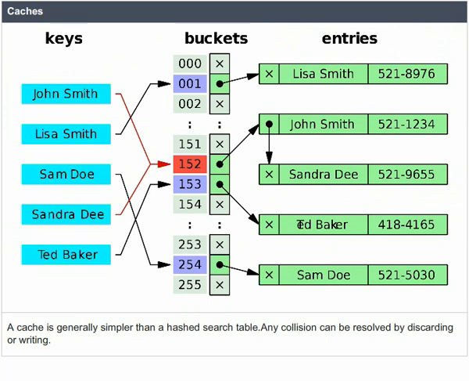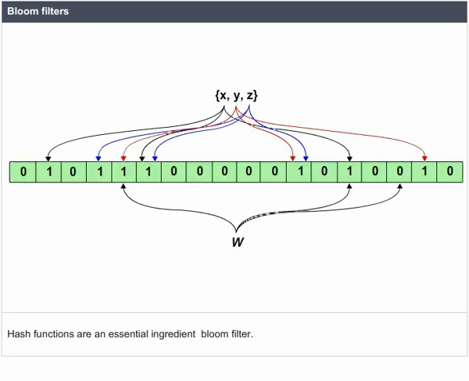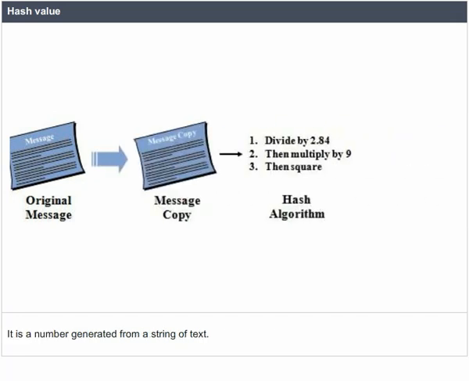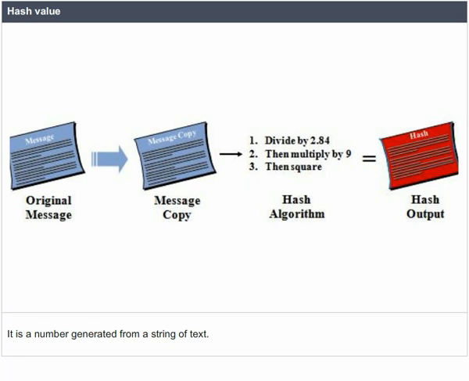Bloom filters. Hash functions are an essential ingredient of the Bloom filter, a space-efficient probabilistic data structure used to test whether an element is a member of a set. Hash value. A hash value is also called a message digest. It is a number generated from a string of text. The hash value is substantially smaller than the text itself.